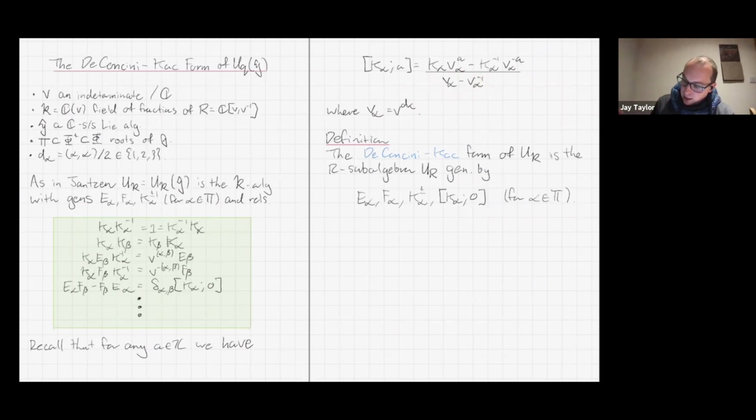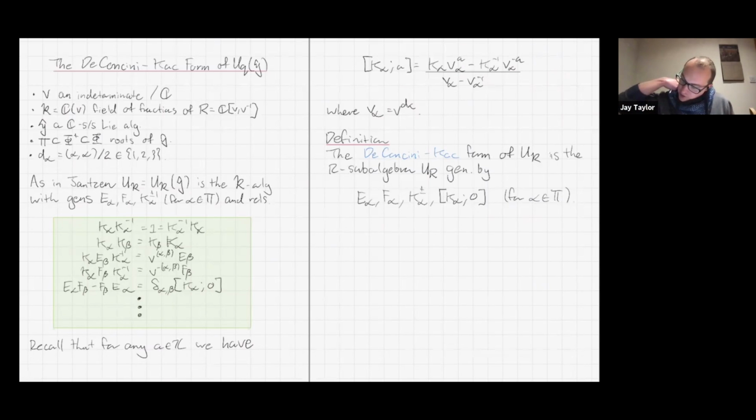Okay, maybe I'll just make a little remark. If you are willing to invert this v_alpha minus v_alpha inverse, then you don't need to do that. Yes, exactly. Another option would be to invert that denominator in my ring R, and that would also be an option.